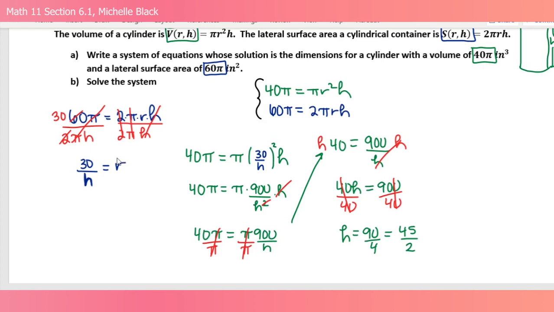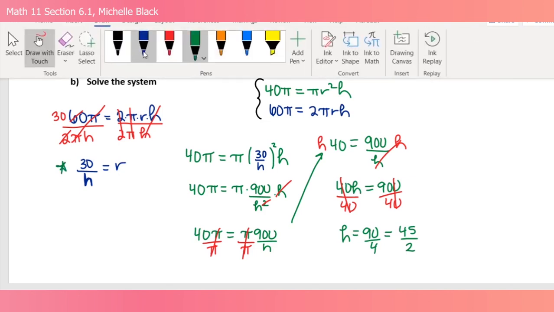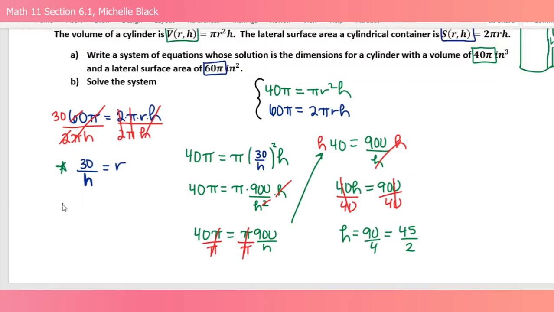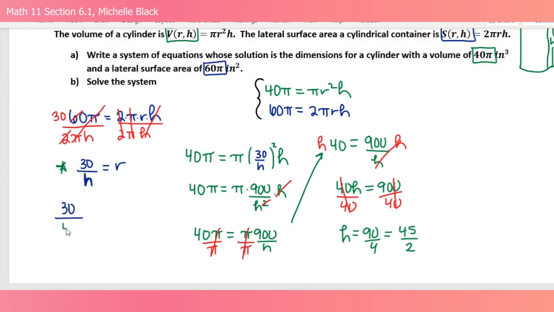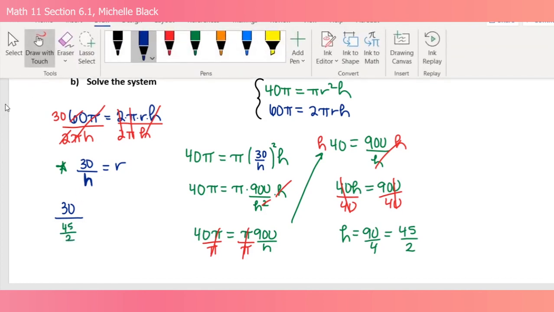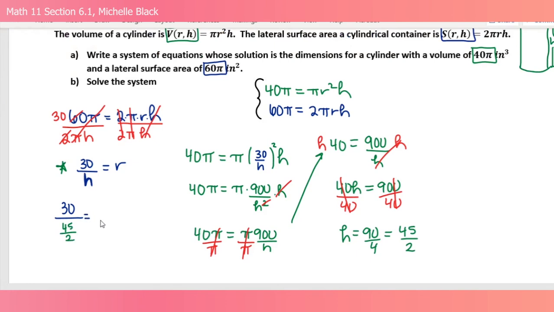We just need to plug this back in to our equation for r. So 30 over our h, which is 45 over 2. Well, this is the same as 30 times 2 over 45, so when you divide by a fraction, you multiply by the reciprocal. That's 60 over 45. Remember, this is all equal to r. Dividing top and bottom by 15, I get 4 over 3.